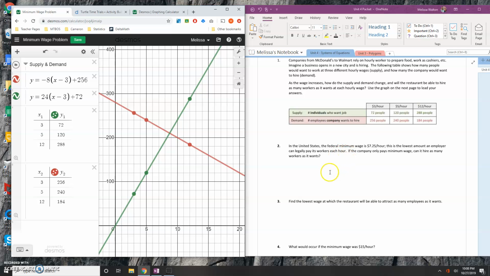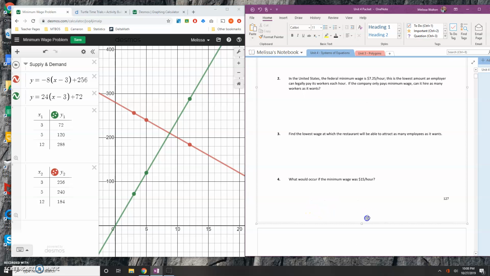So here is what we have. In the United States, the federal minimum wage is $7.25 per hour. This is the lowest amount that an employer can legally pay its workers each hour. If the company only pays minimum wage, can it hire as many workers as it wants? First question we want to figure out is what happens if they only pay $7.25?